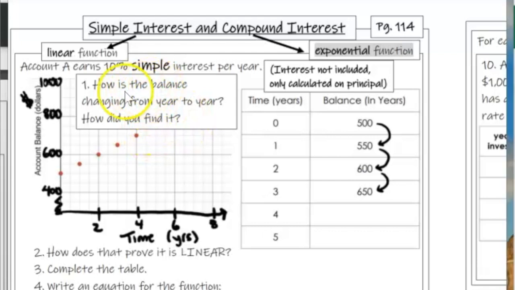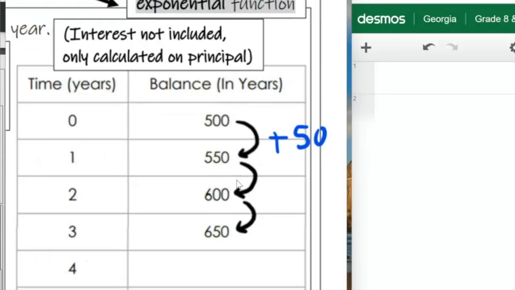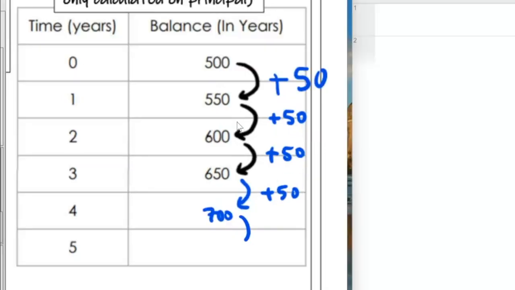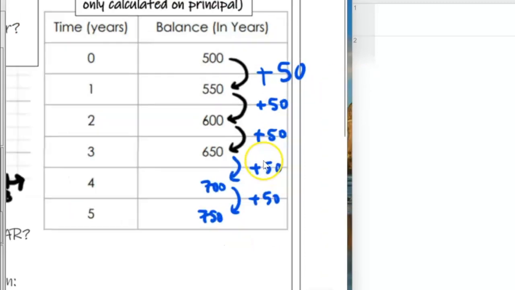All right, so how is the balance changing from year to year? So how do I go from 500 to 550, 550 to 600, 600 to 650? Well, you should notice that I am adding 50 every time. I add 50 to get to 550, I add 50 to get to 600, then I add 50 to get to 650. So if I just continued this pattern and added 50, 650 plus 50 will be 700. Then I add 50 again, and I would get 750 because this is a constant rate of change.